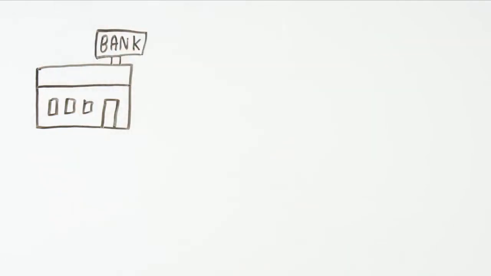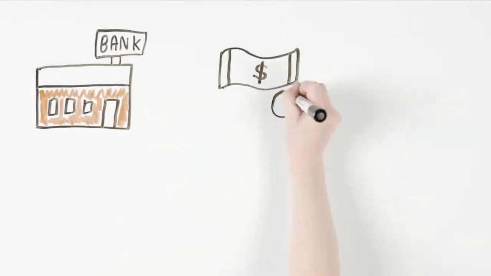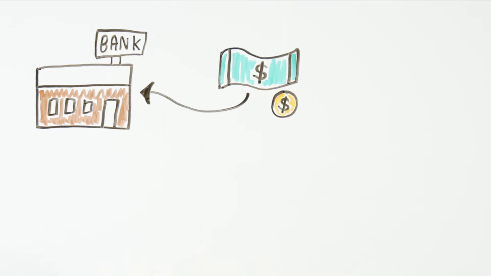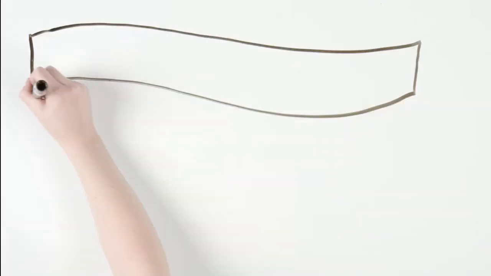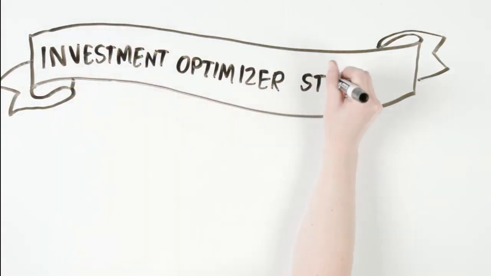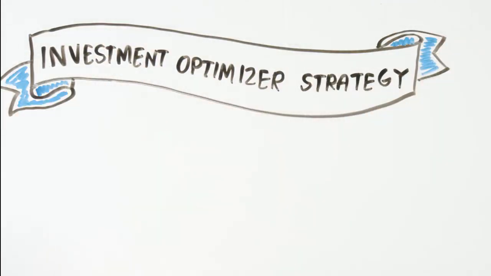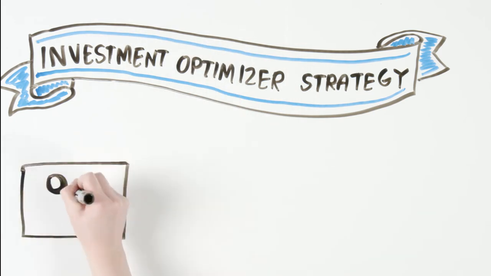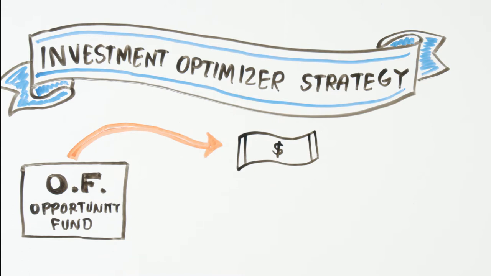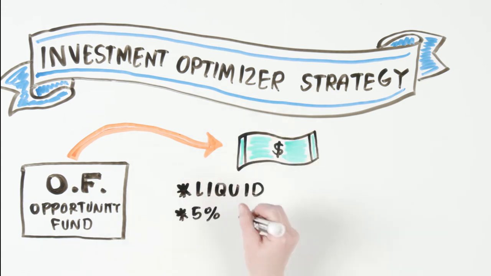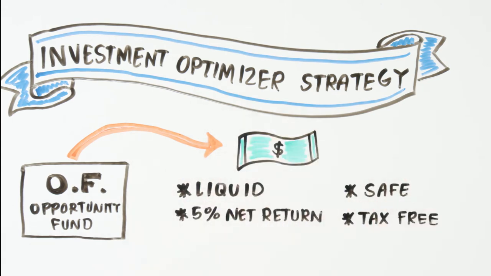Most people end up using a savings or checking account at the bank, and while the bank offers liquidity, it provides little to nothing in terms of growth, tax benefits, or creditor protection. The investment optimizer strategy is the solution to this problem. What if your opportunity fund would not only be liquid, but would also allow your money to grow at a 5% net return, safe from market volatility and creditors, and completely tax-free?